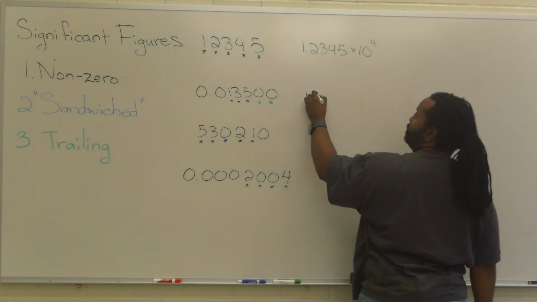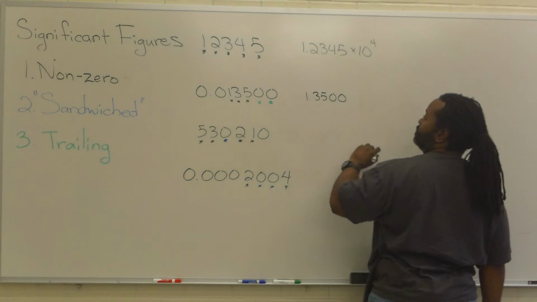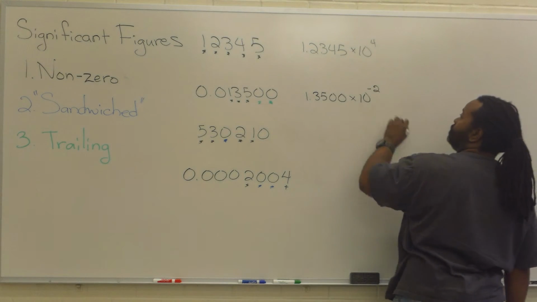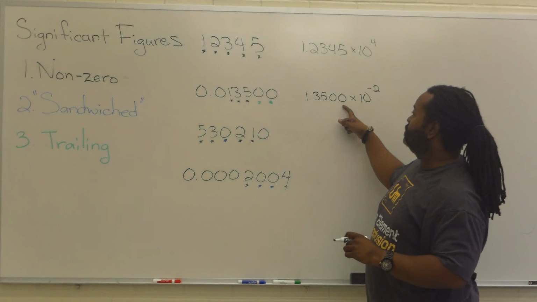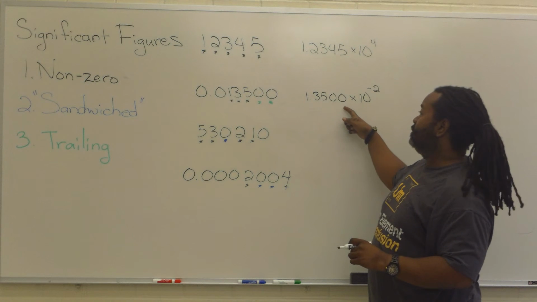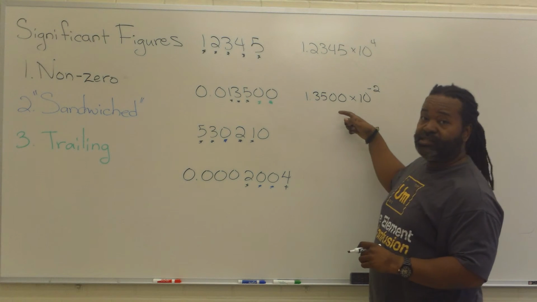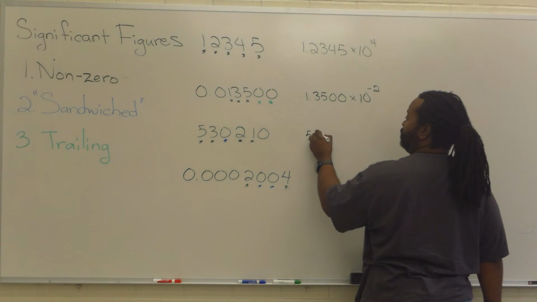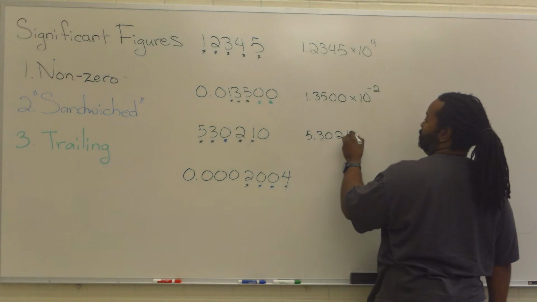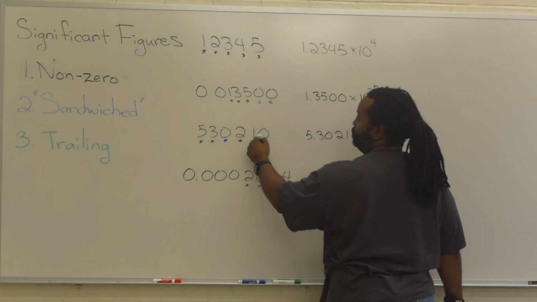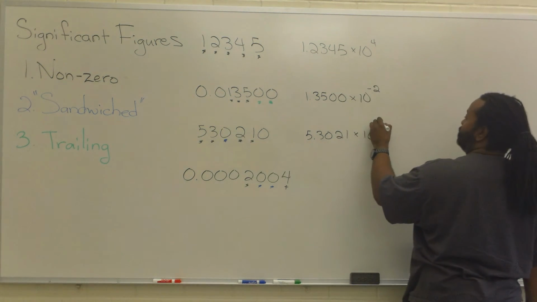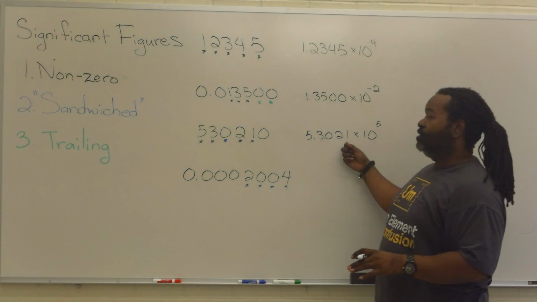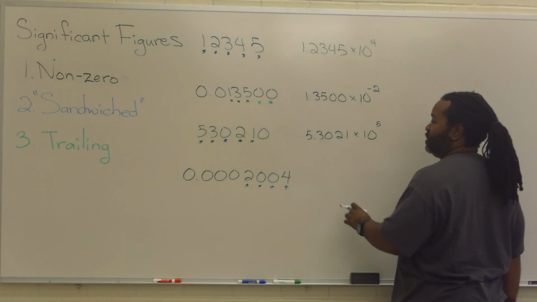Here, I have the 1.35 and those zeros, and I will move it 1, 2 back, so that is 10 to the minus 2. And now I can see, based on the trailing rule, that these zeros are significant, and so that's the entire thing. In this case, I can write 5.3021. And this is 1, 2, 3, 4, 5 powers of 10. And so this trailing zero without a decimal does not count, so it is not written in the scientific notation.